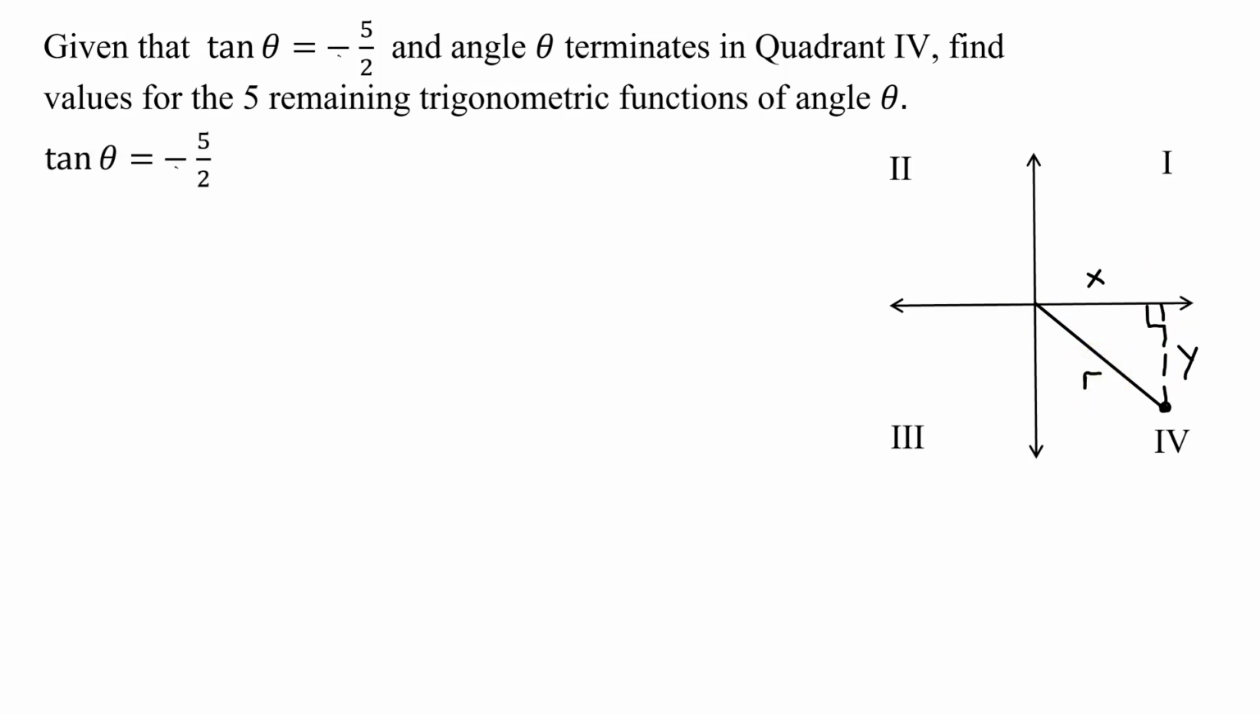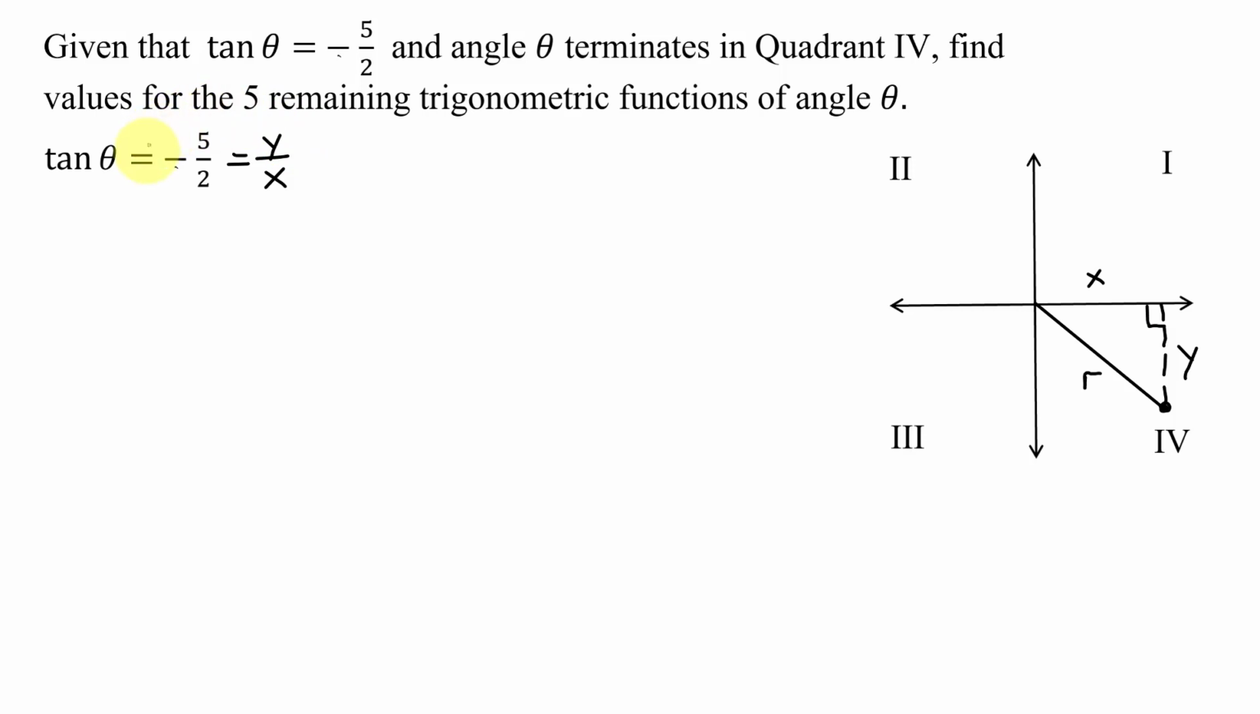Now we were given that the tangent of theta equals -5/2. And how is the tangent function defined in terms of x, y, and r? It is y over x. Now be careful with the signs. Looking at the picture, y is below the x-axis, so y has to be negative. The x value is to the right of the y-axis, so it is positive.